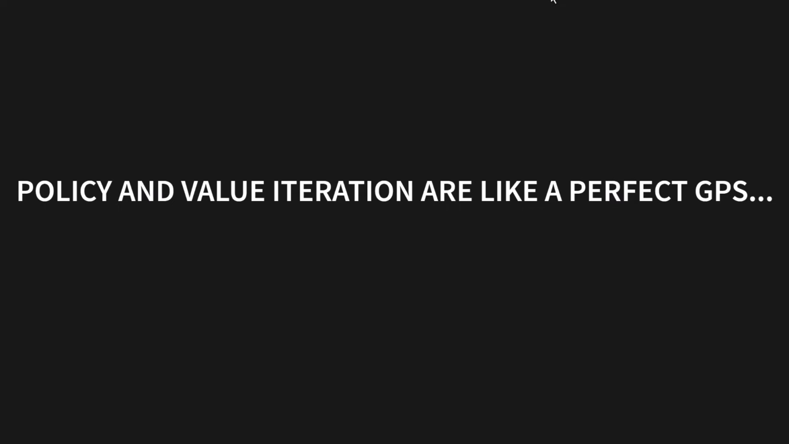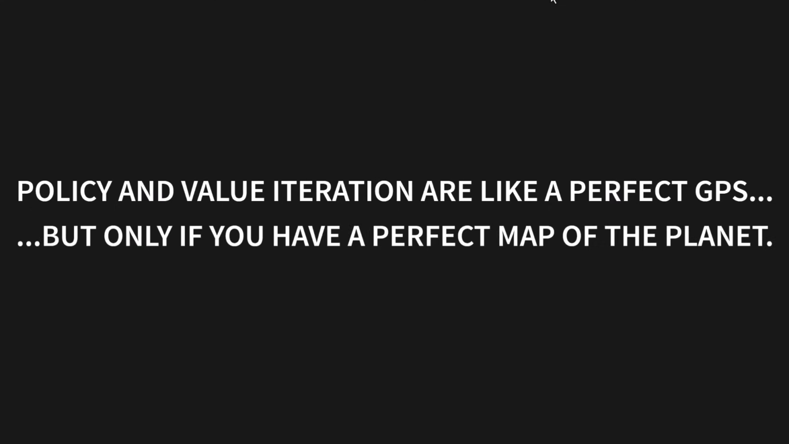Policy iteration and value iteration are like having a perfect GPS that can instantly calculate the best route from anywhere. But it only works if you've already uploaded a perfect, complete map of the entire planet. In the real world, you don't get the map. You get dropped into a city you've never seen before with no GPS, and you have to figure out how to get to the tallest building on the horizon. How do you do it?